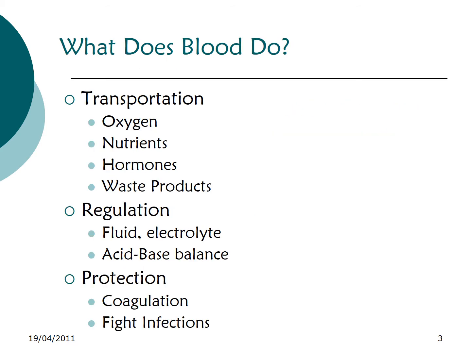So what does the blood do? Very important roles that it participates in. One is transportation, two is regulation, and three is protection. How does it transport? It transports oxygen, nutrients, hormones, and waste products. It regulates the fluid, electrolyte, and acid-base balance. And it protects us by coagulation and by fighting infection.